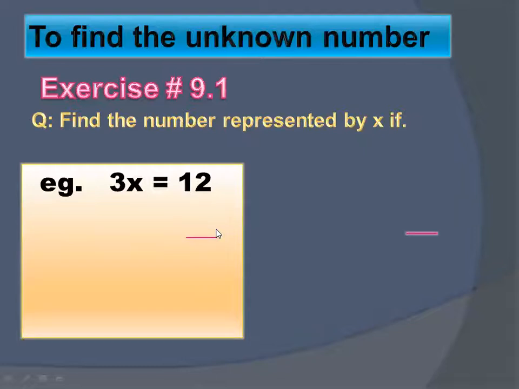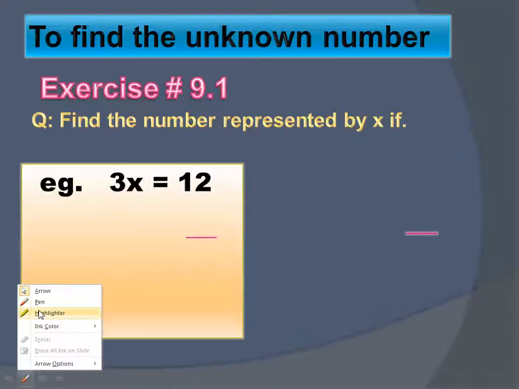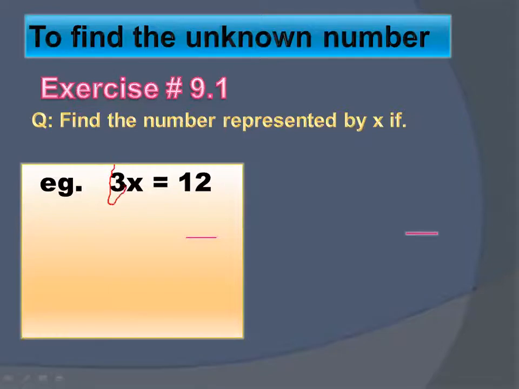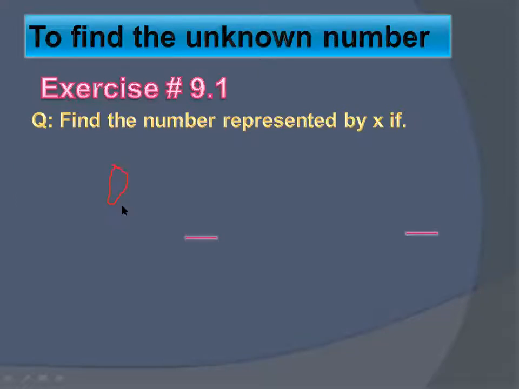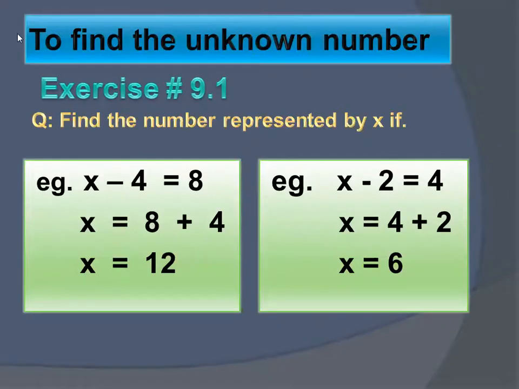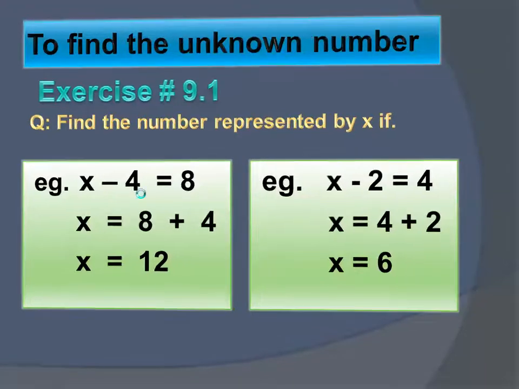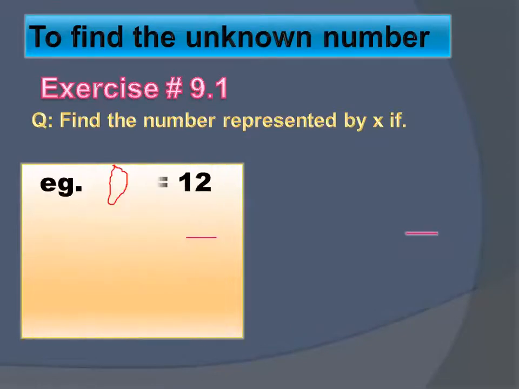Okay, now listen and look at here very carefully. Here you have a number 3, but this 3 is multiplying with the variable x. So that's why this 3 is called the coefficient, not the constant. If you look here in the previous example, here you have minus 4. This minus 4 is the constant. But here this 3 is called the coefficient, and your coefficient is multiplying with the x.